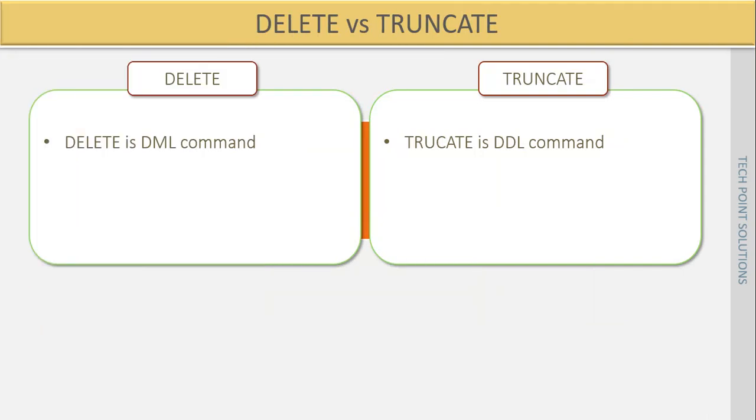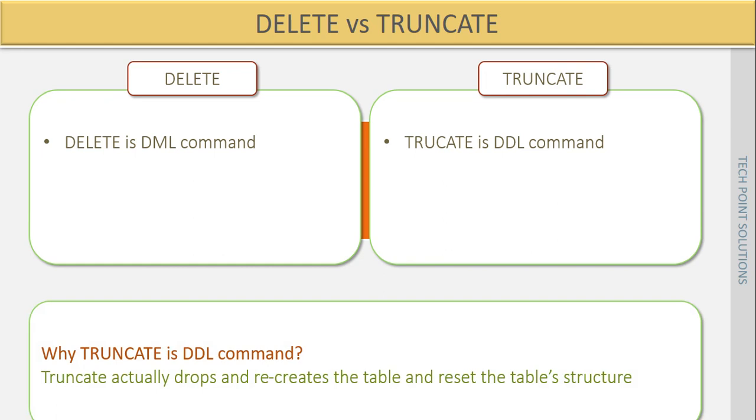Delete is a DML command, truncate is a DDL command. Now interviewers ask why truncate is a DDL command, since both delete and truncate actually delete the data. Because truncate actually drops and recreates the table and resets the table structure. So truncate basically deals with the objects, it drops and recreates the object. That is why truncate is a DDL command.